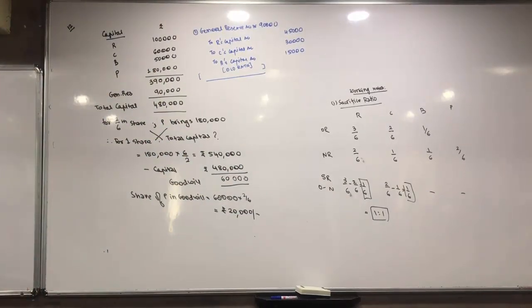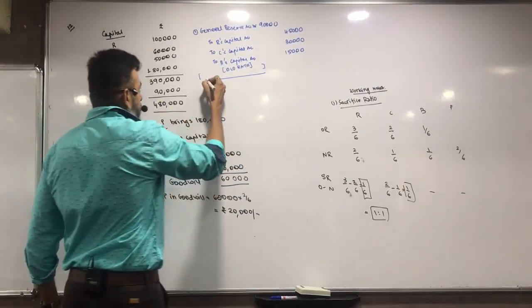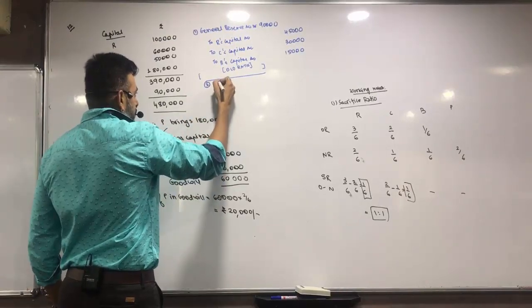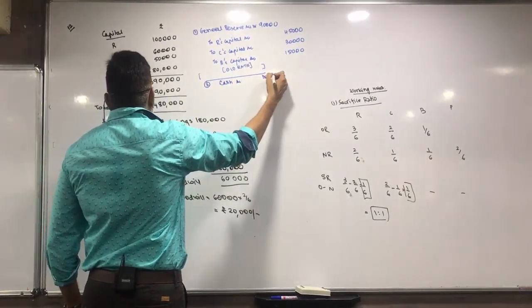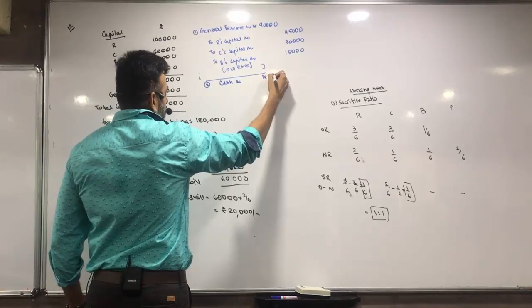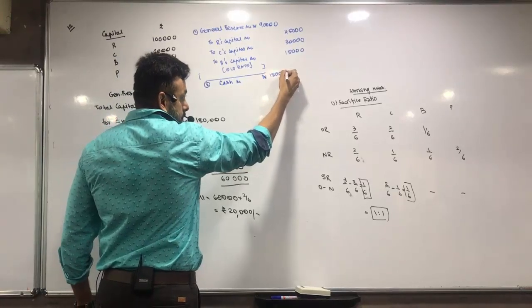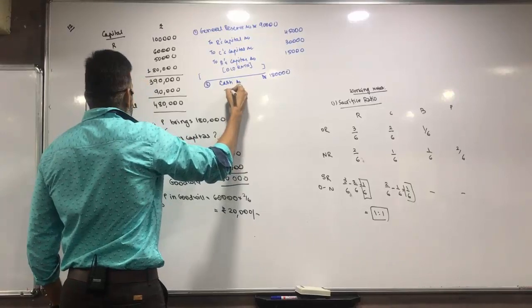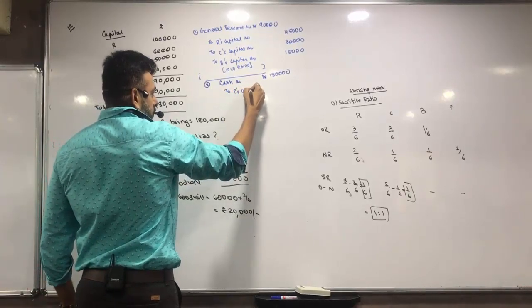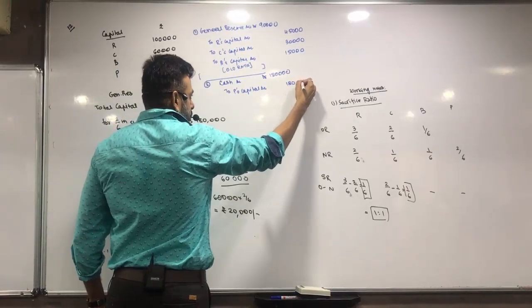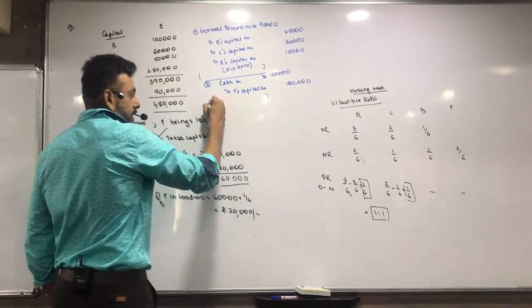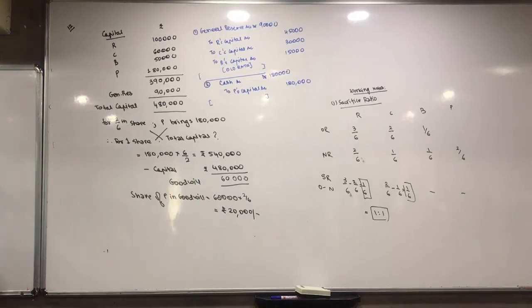Second entry. This partner brings cash for his share in capital, so cash account debit 1,80,000 to B's capital account 1,80,000.